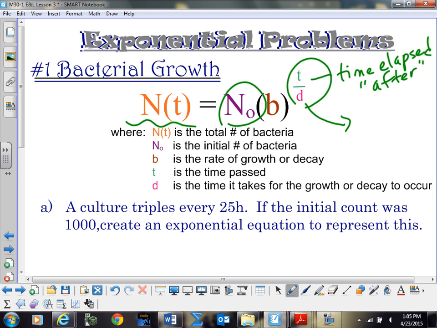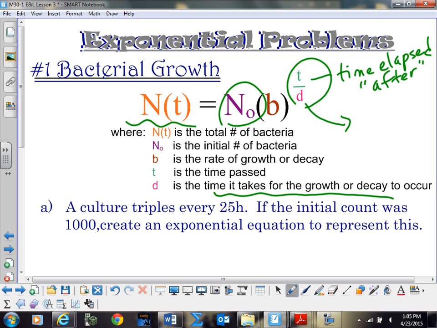So in this formula, D is actually the time it takes for the growth or decay to occur. I sometimes refer to it as the official doubling or tripling or half-life given in the problem. And sometimes it's not given, sometimes we have to find that official time it takes for growth or decay to occur.